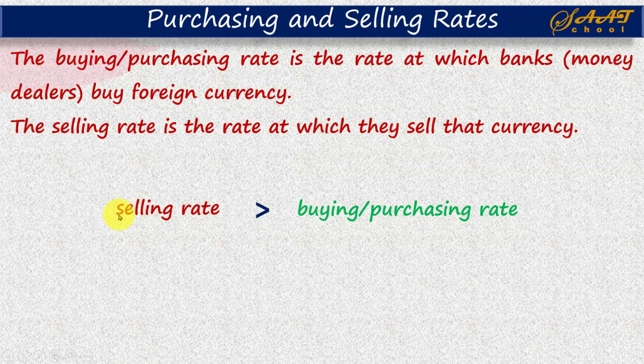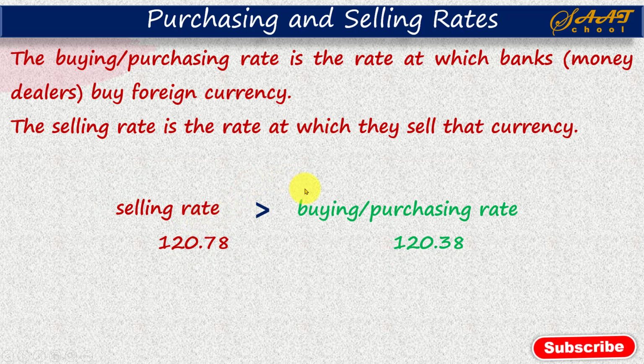And the next is, the selling rate is always greater than the buying or purchasing rate. Just for example, if the selling rate is 120.78, then the buying rate is always lower than that selling rate. In this example, that could be like 120.38. So this is just for demonstration purposes. The point to remember is that the selling rate is always more than the buying or purchasing rate. Again, this selling rate is from the perspective of the bank, money dealers or exchange counters.